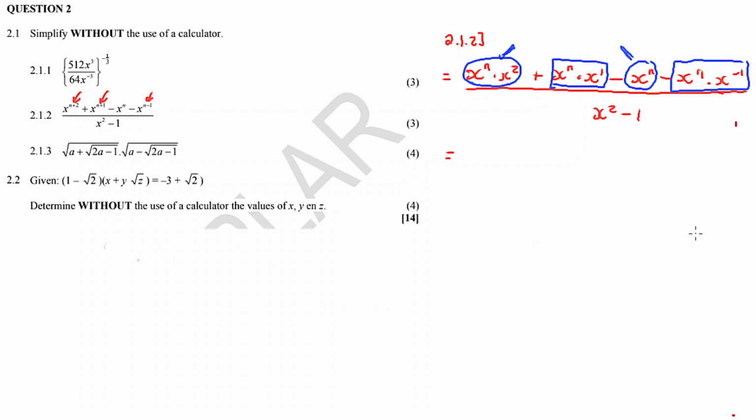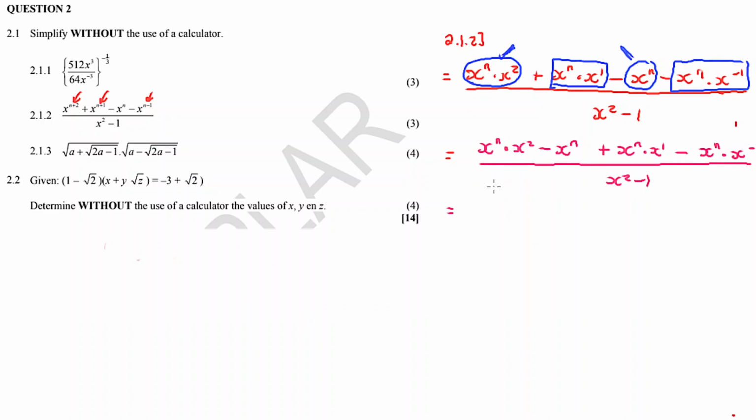So let's do that. So x exponent n times x exponent 2 minus x exponent n, plus x exponent n times x exponent 1 minus x exponent n times x exponent minus 1. So I group them like this. You'll see the reason why in a moment. So I take this out as a common factor. They want us to simplify without using a calculator.